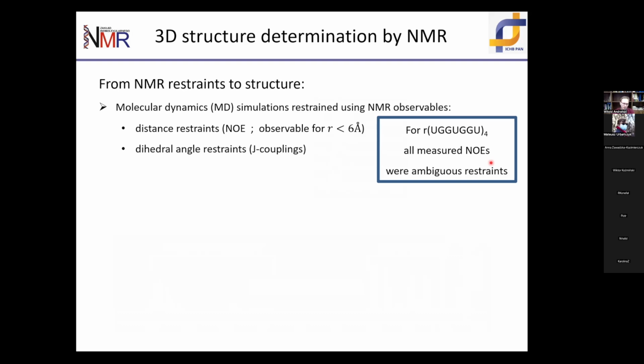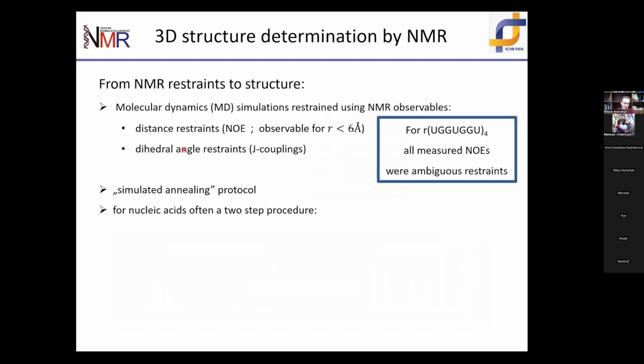minima during the simulations. So the simulations are usually performed by the so-called simulated annealing protocol, which just means that we heat the system to very high temperatures to allow it to jump through energy barriers very, very efficiently, and then slowly cool it to hopefully let it fall down into the global minimum that is the structure that satisfies all the restraints.